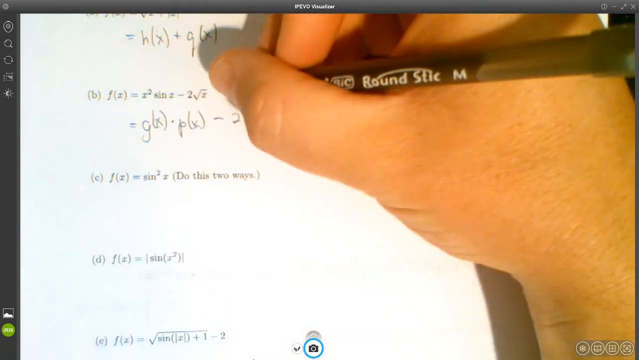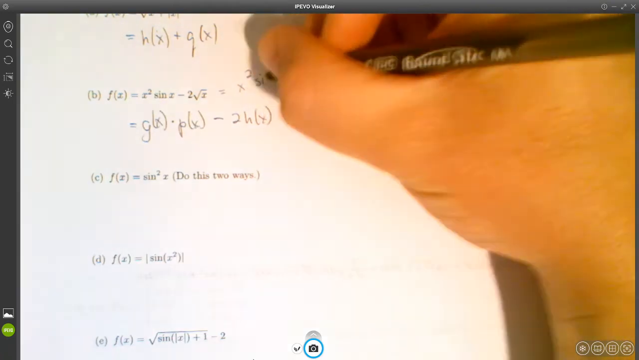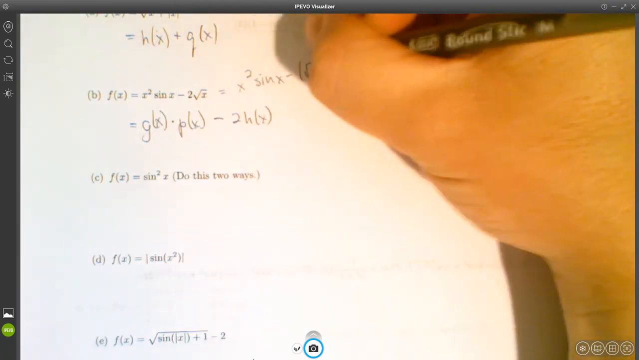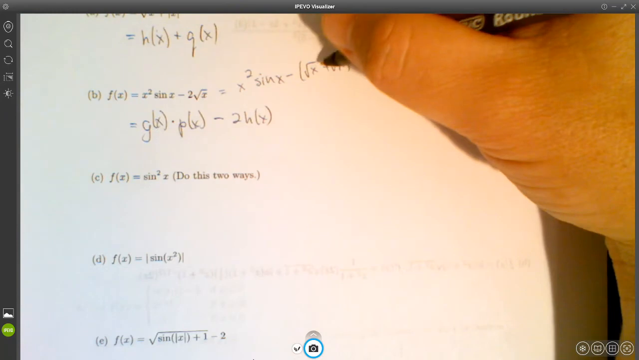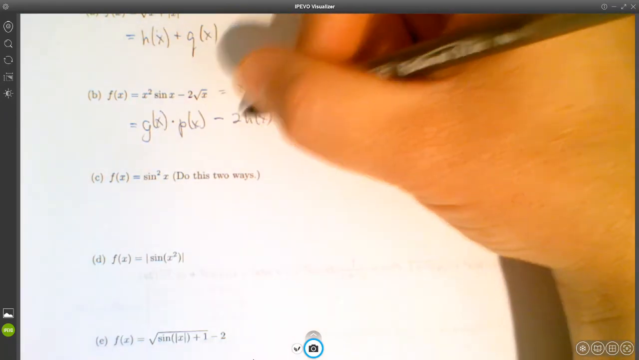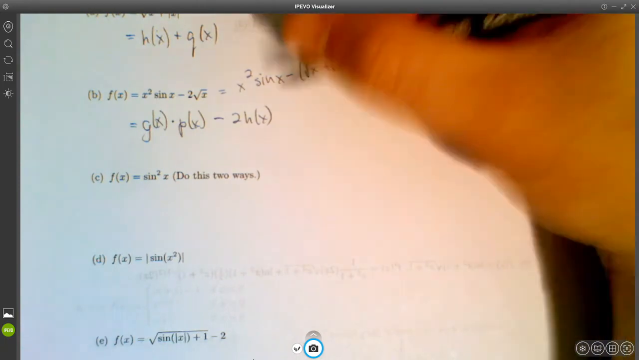Like the 2 times square root of x, you could have been clever maybe and said, you know, this is x squared sine x minus root x plus root x, right? Since root x plus root x is 2 times root x. And so then you could have said, you know, this is minus h of x plus h of x or something. So instead of saying 2 times h of x. But this does the trick.